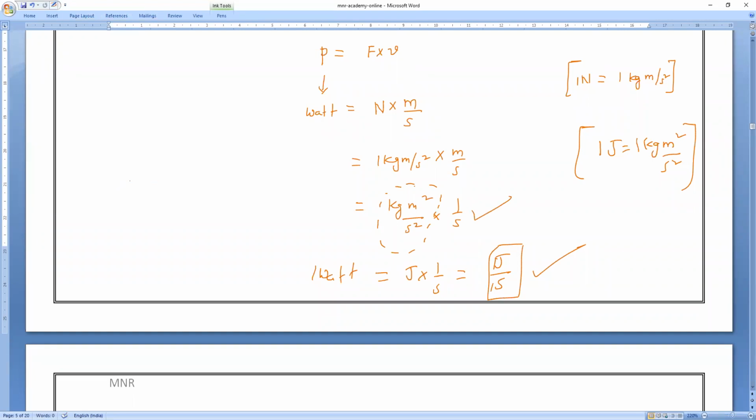Any doubt, ask. Nivedan, understood? Yes, sir. So whatever it is, what is the SI unit of power, everybody? Yes, please. The SI unit of power is watt. Watt. Okay. Yes, please write it.